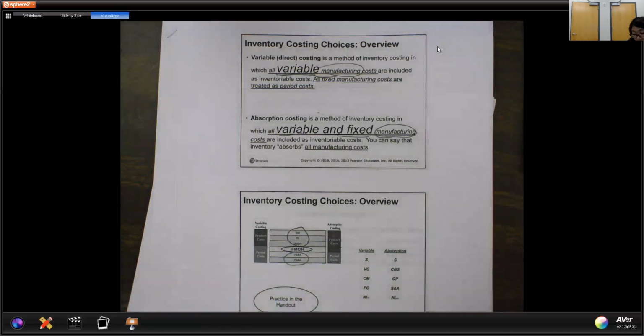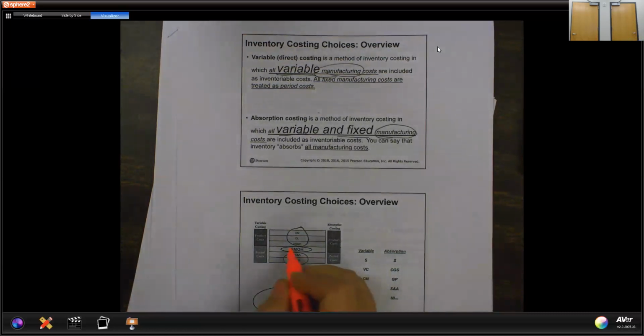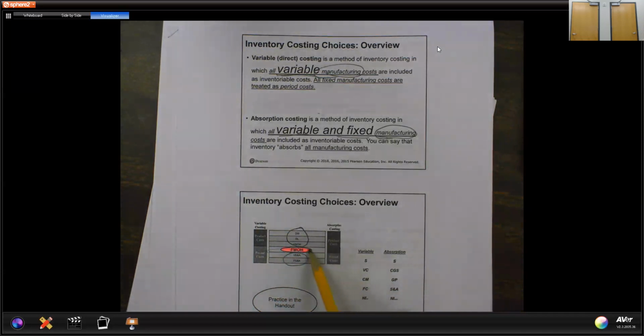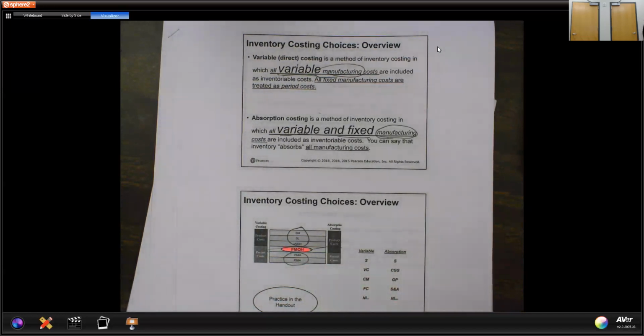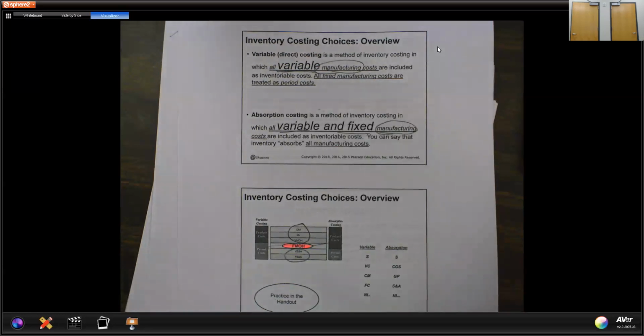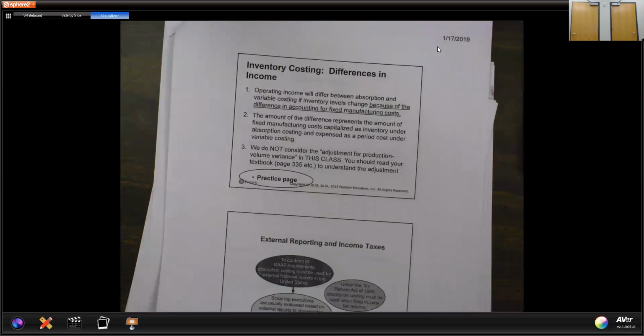The only problem here is how do we treat our fixed manufacturing overhead? How do we treat our fixed manufacturing cost? Under variable costing, it only takes variable manufacturing costs as the product cost, so your fixed manufacturing cost will be a period cost. Under absorption costing, it absorbs all the manufacturing costs, so fixed manufacturing cost will be part of your product cost. Okay, so that's the first thing you need to know. We will do practice later, but I will just go through the PowerPoint first with you.